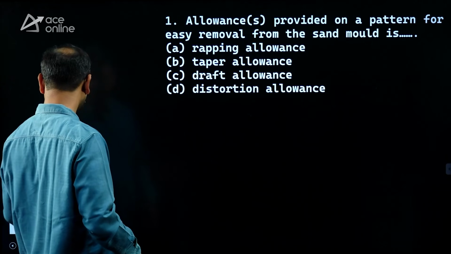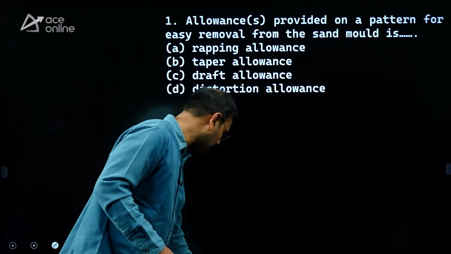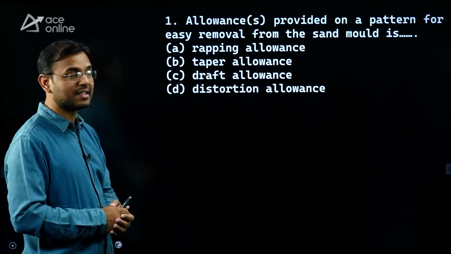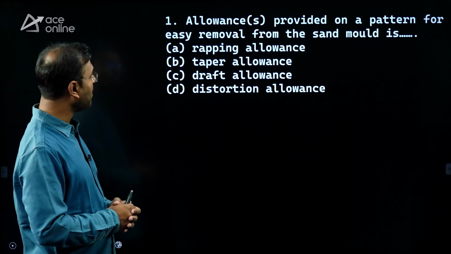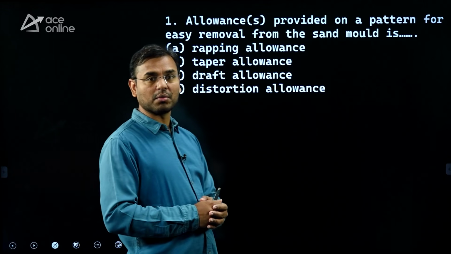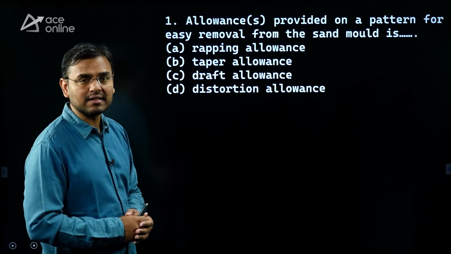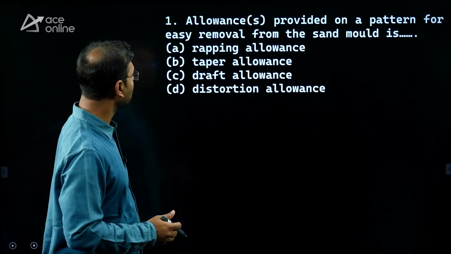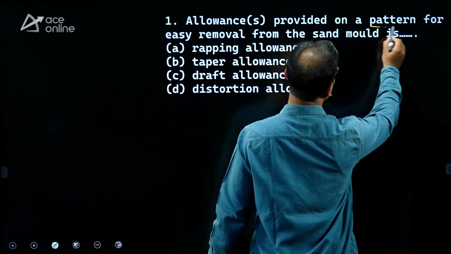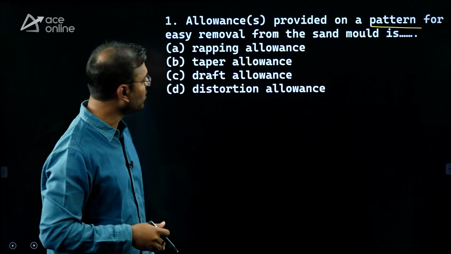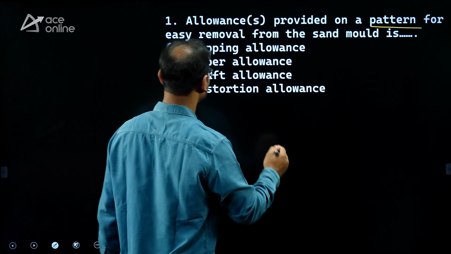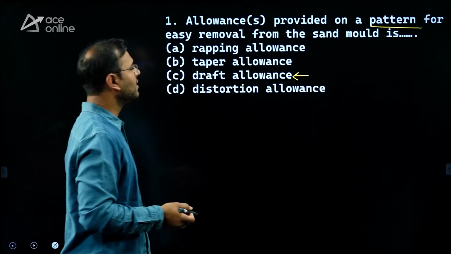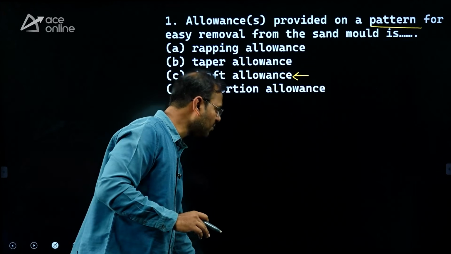Guys, here you can see that this is a multiple select question. Allowances provided on a pattern for easy removal from the sand mold are? Two allowances are specially for easy removal of the pattern. We have to easily remove the pattern from the sand mold, and for that the two allowances are there. One is the draft allowance, and the second is the shake allowance. You can see both allowances here.